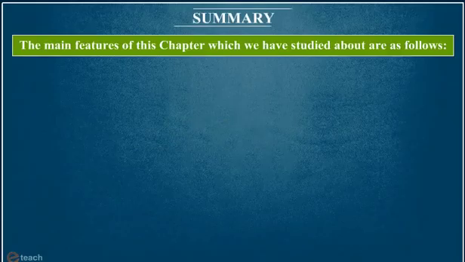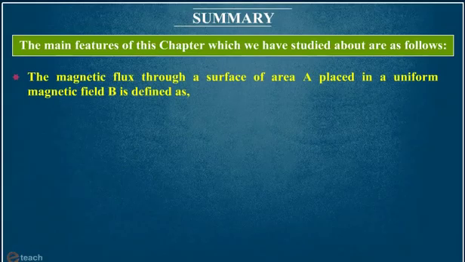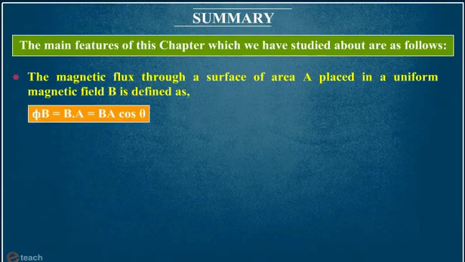Summary. The main features of this chapter which we have studied are as follows. The magnetic flux through a surface of area A placed in a uniform magnetic field B is defined as phi B equals B dot A, that is equal to BA cos theta.